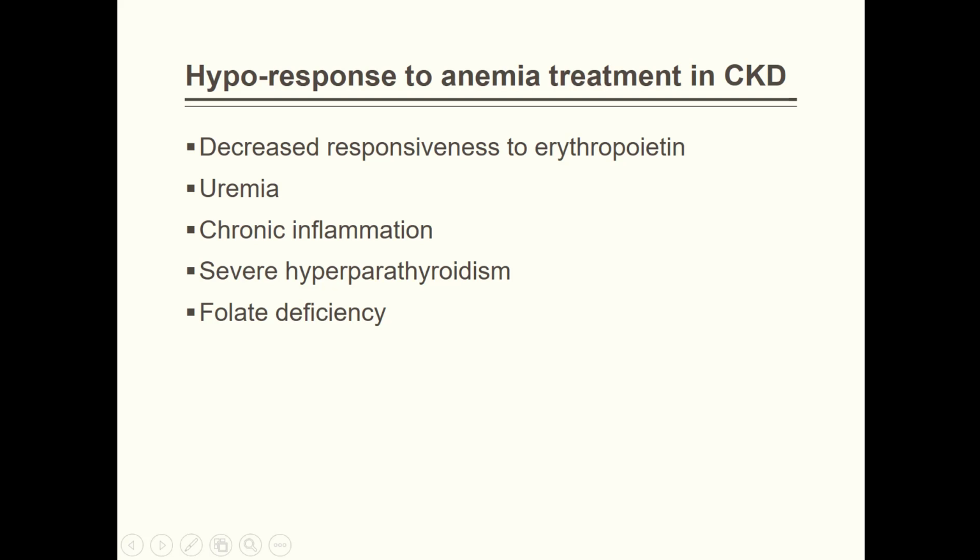There are a number of factors which bear on the development of anemia in CKD. Not only is erythropoietin decreased, but there may be decreased response to erythropoietin. This may result from uremia, chronic inflammation, hyperparathyroidism, or folate deficiency.